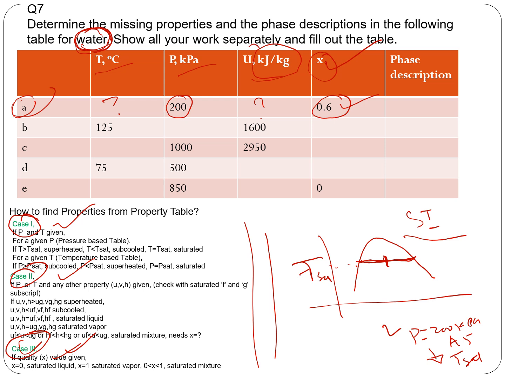And for finding the internal energy, the quality value is already given. So at this pressure, you can find out how much is uf, how much is ug, and ufg is ug minus uf. Then you need to find the property value. So u would be uf plus x ufg. X is 0.6, and you get the rest from the pressure-based table, so you know everything. That's how you do the calculation for A.